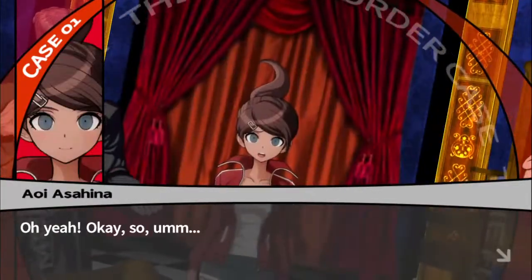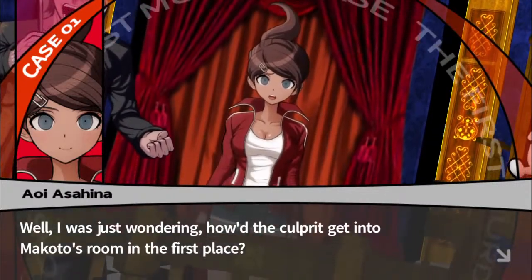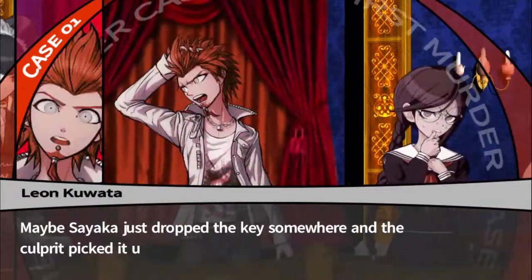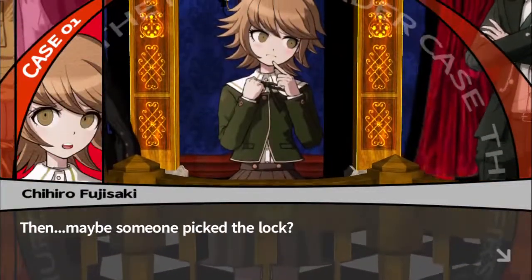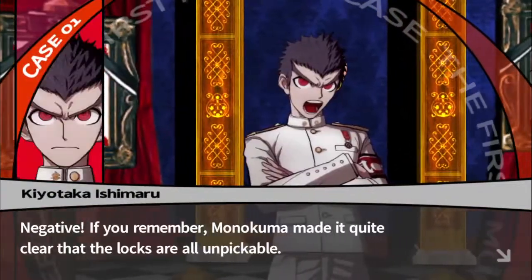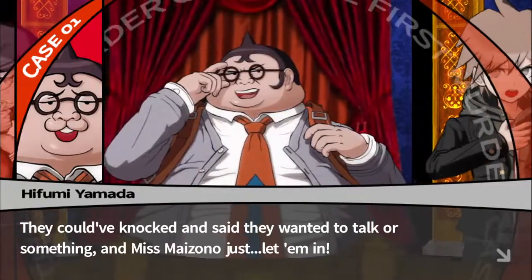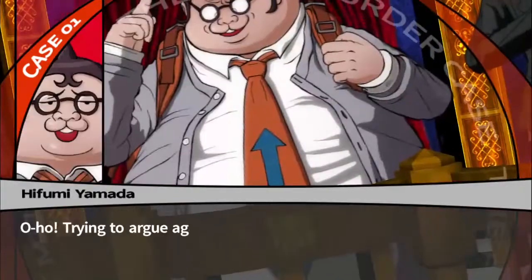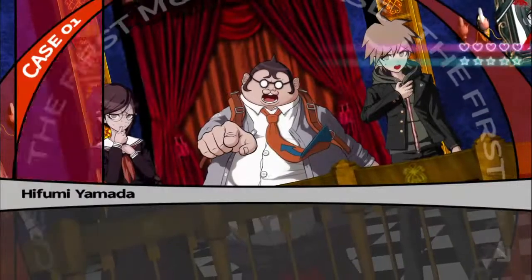Oh, yeah. Okay, well, I was just wondering, how did the culprit get into Makoto's room? Yes. Maybe Sayaka just dropped the key somewhere. I don't think so. That's... Then maybe someone picked the... Negative! If you remember, Monaco... Fine. How about this? That they could have knocked and said they wanted to talk or something, and Ms. Mize... No, that can't... Oh! Trying to argue again? Hello? Why exactly?